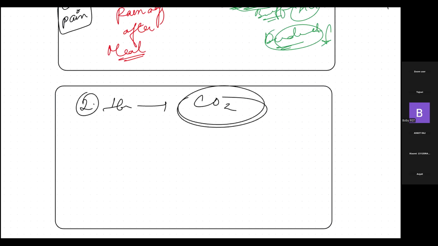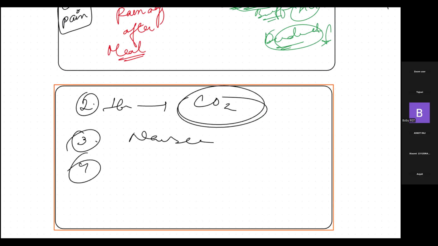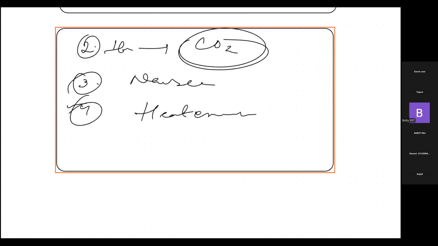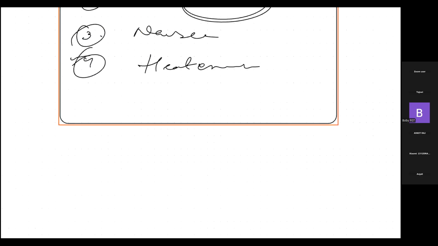Not necessarily in H. pylori only. It can be there in other ulcerative dyspepsia because of other causes too. Another, nausea can be seen, or in some of the patients, rarely, there can be hematemesis, that is vomiting of blood. So this is all about ulcerative dyspepsia.